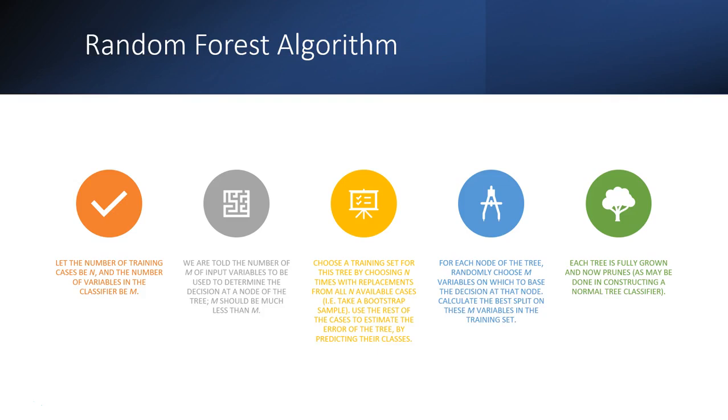And so remember to take a bootstrap sample. That would be a good choice at that point. And then you use the rest of the cases to estimate the error of the tree by predicting their classes. And each node of the tree randomly chooses a certain number of variables on which to base the decision at the node. And then you calculate the best split on these variables in our training set. And then each tree is going to be fully grown without being pruned, as it might have been done using some other methods with trees.